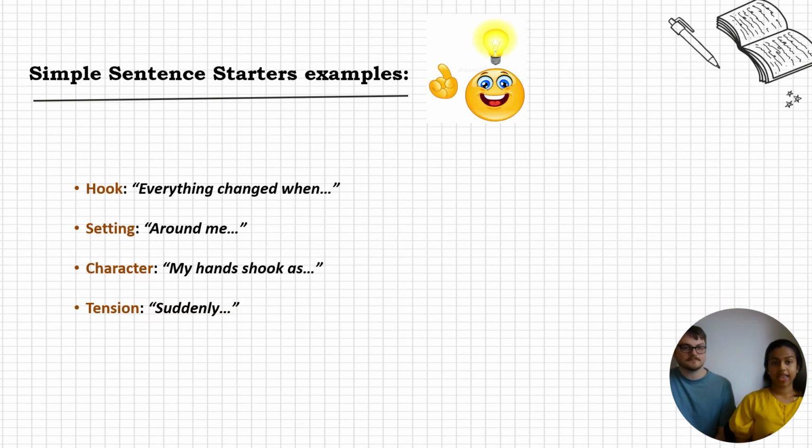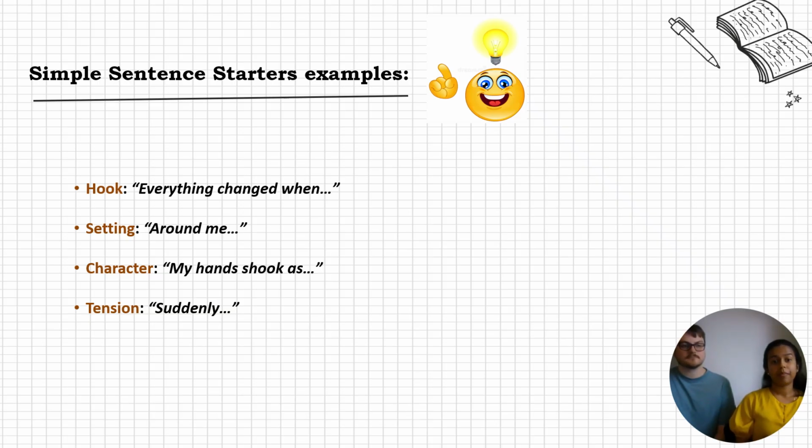Okay? And next are some simple sentence starter examples. I have included more examples for you to understand it more clearly. For the hook, you can use something like "Everything changed when..." and then you can continue your sentence. Everything changed when something happened. You can continue your idea. And for setting, "Around me...": what is happening, what is the time, or what is the location. You can describe it in your own words.